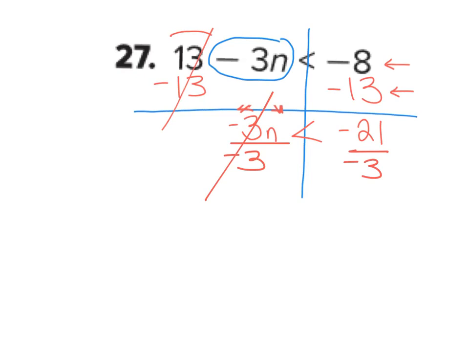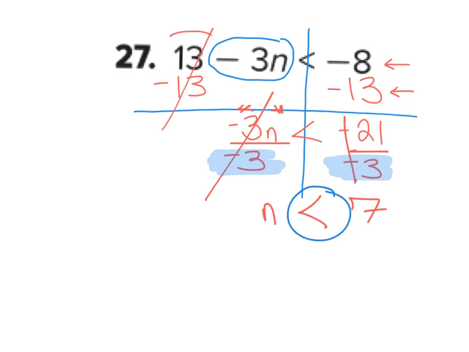Anything divided by itself is 1, so I'm left with n is less than 7. My negatives cancel. Now, because I divided each side by a negative, I divided each side by negative 3, I have to flip my sign in the middle so that it faces the opposite direction. So my real final answer would be this. N is greater, see how I flipped the inequality sign to face the opposite direction? N is greater than 7.